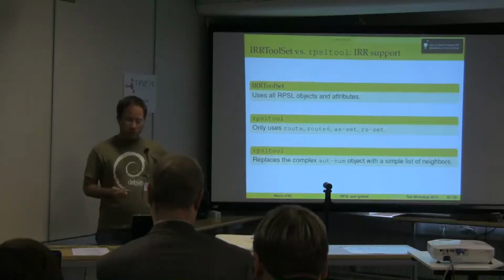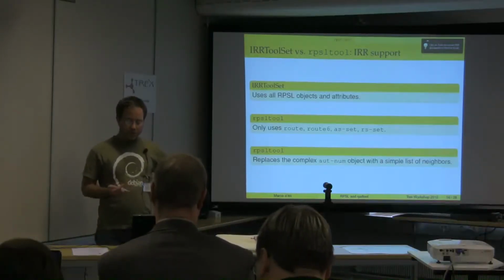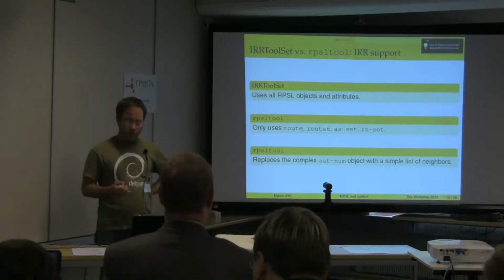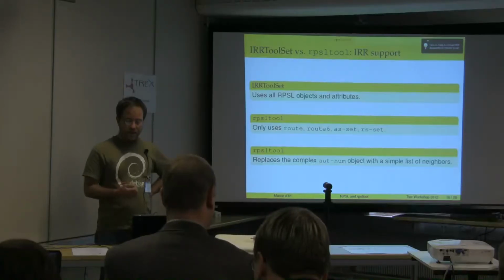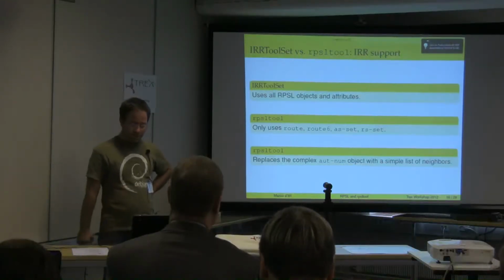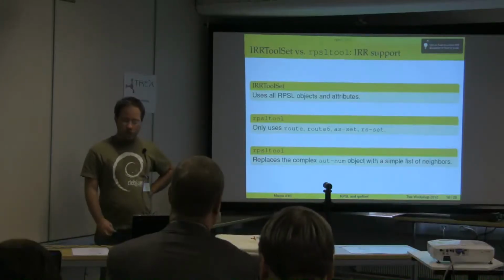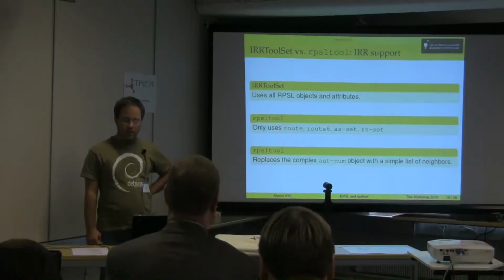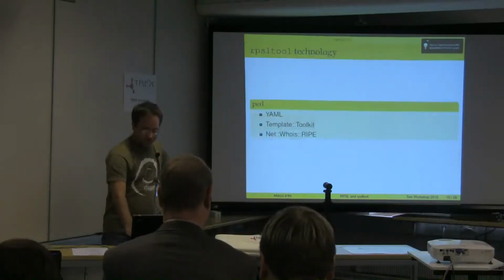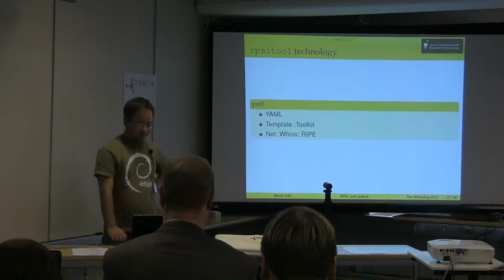IRR toolset uses the whole RPSL, while RPSLTool uses only route6 objects, which define which autonomous system is authorized to announce a specific prefix, and AS-SETs and RS-SETs, which are lists of autonomous systems and routes. RPSLTool does not use the aut-num objects as the start to generate the configuration, but uses a simpler configuration language.